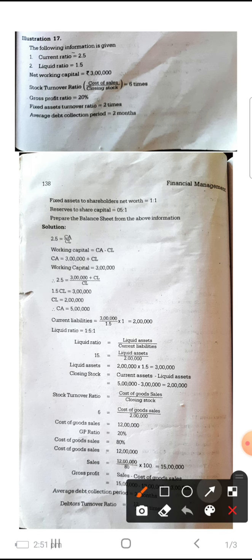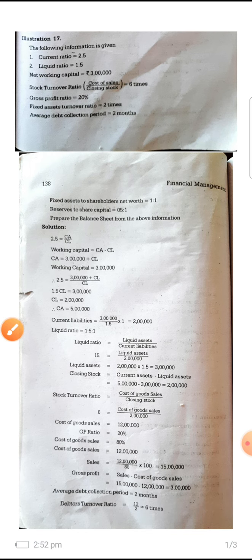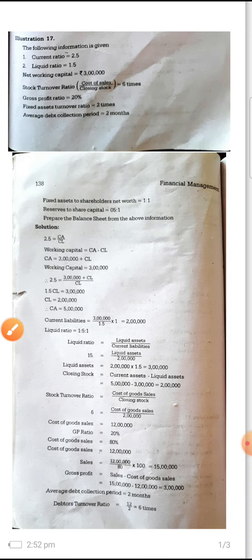They have given you the information about current ratio, liquid ratio, net working capital, stock turnover ratio, gross profit ratio, fixed asset ratio, average debt collection period 2 months, fixed assets to shareholders' net worth 1:1, reserves to share capital 0.5:1. Prepare the balance sheet from the above information. Now the first thing is we have been given the current ratio. So first write down the information about the current ratio.